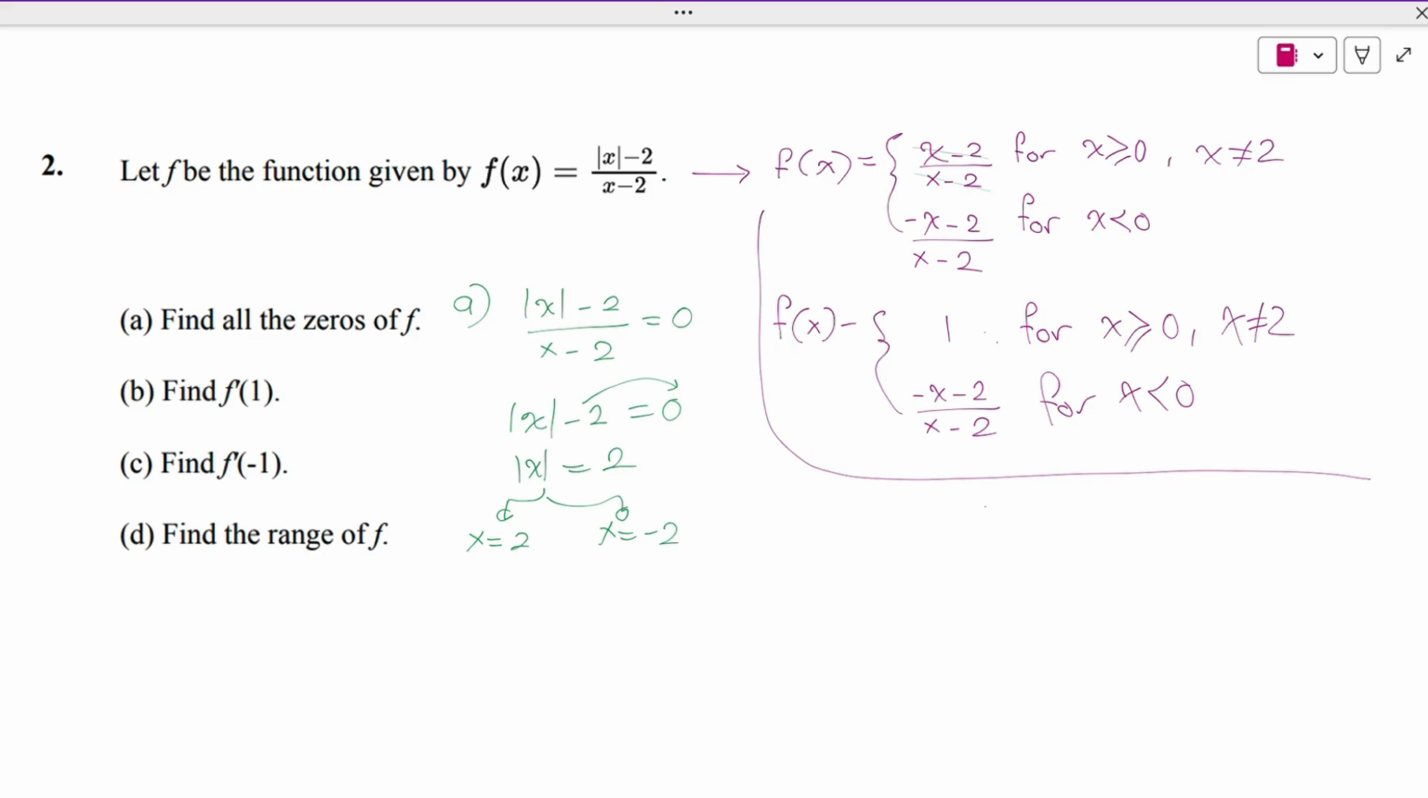But we said we don't need x to be 2. X cannot be 2. So this is out. We just need this one. So what are the zeros of f? X equals minus 2. The zeros, it's just x equals minus 2. This is part A. Now what about part B? It says find f prime of 1.